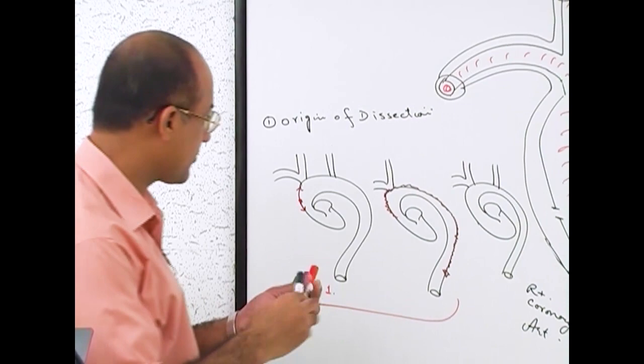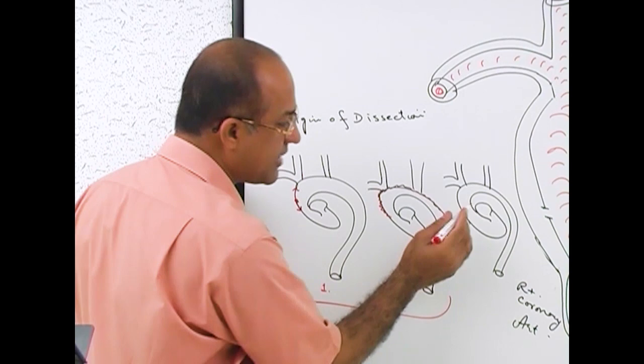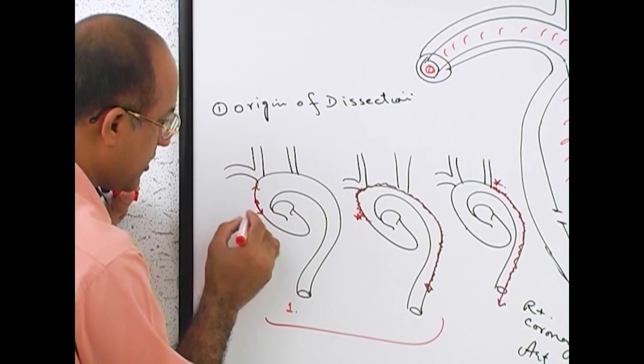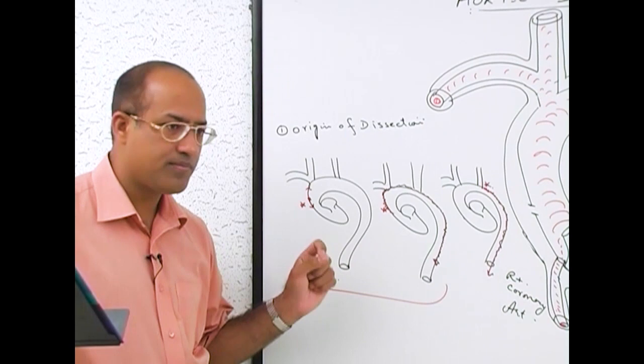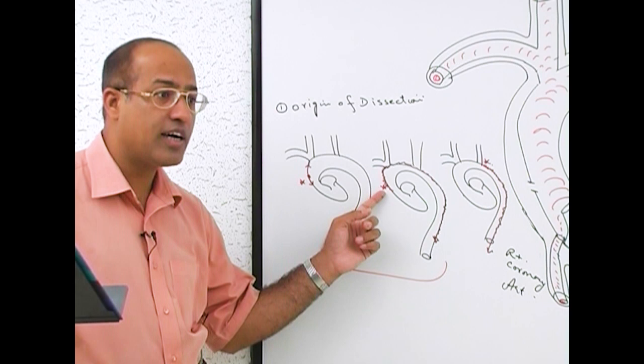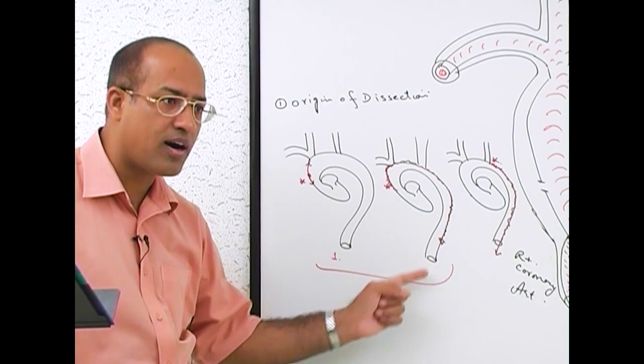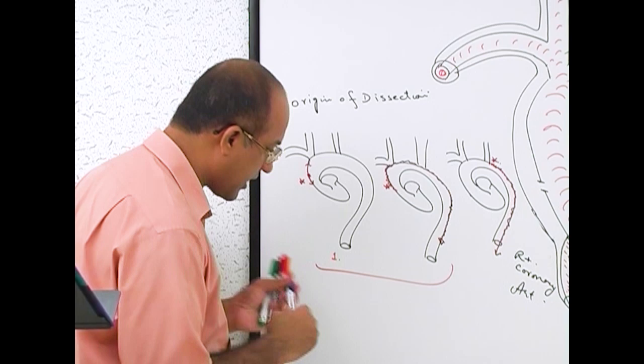In the third patient, the origin has been, look here, distal to the left subclavian. Origin has been here. In first and second, origin has been in the ascending aorta. Now, what is the difference? Attention please. In first and second patient, the origin of dissection is within the ascending aorta. And in these patients, it can move proximally towards the heart, as well as it can move distally a little bit, or it may move distally far down. Is that right? This type of aortic dissection is called type A.